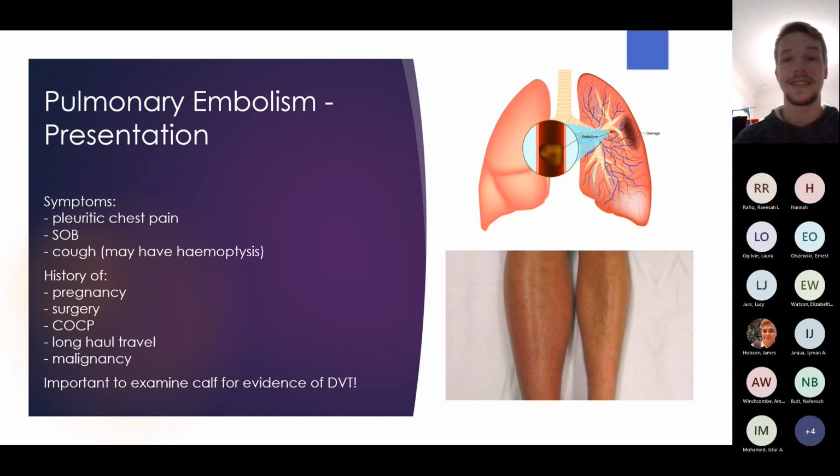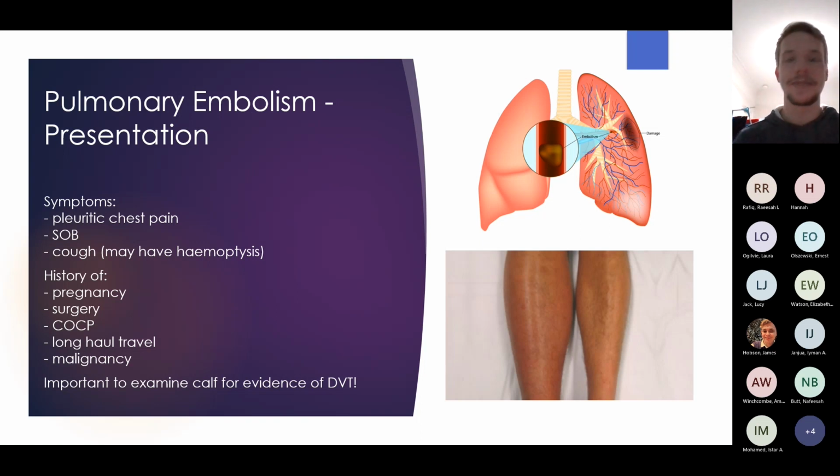So anything causing damage to vessels, anything causing increased coagulability, anything causing stasis of the blood, anything causing one of those three things is going to increase the likelihood. And previous DVT, that was the next bit I'd put.